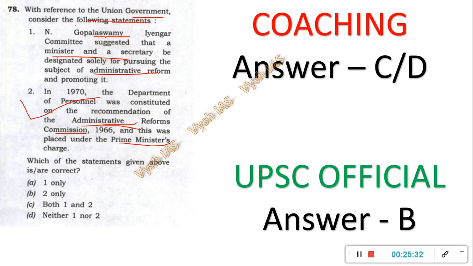But Gopal Swami Iyengar did not suggest this, that a minister and secretary be designated solely. I think he suggested some group of ministers should do something. This was suggested by the Administrative Reforms Commission, I think. So again, when I do this question, I'll explain with the details. Now just understand that the answer key is B.